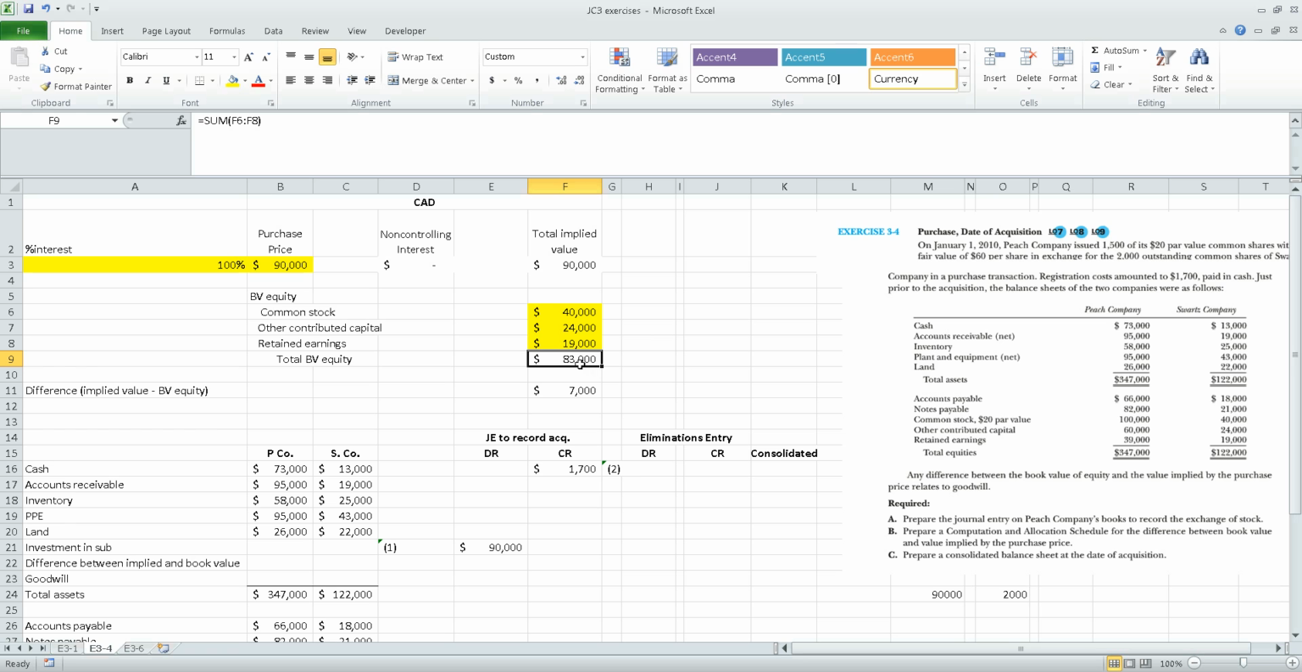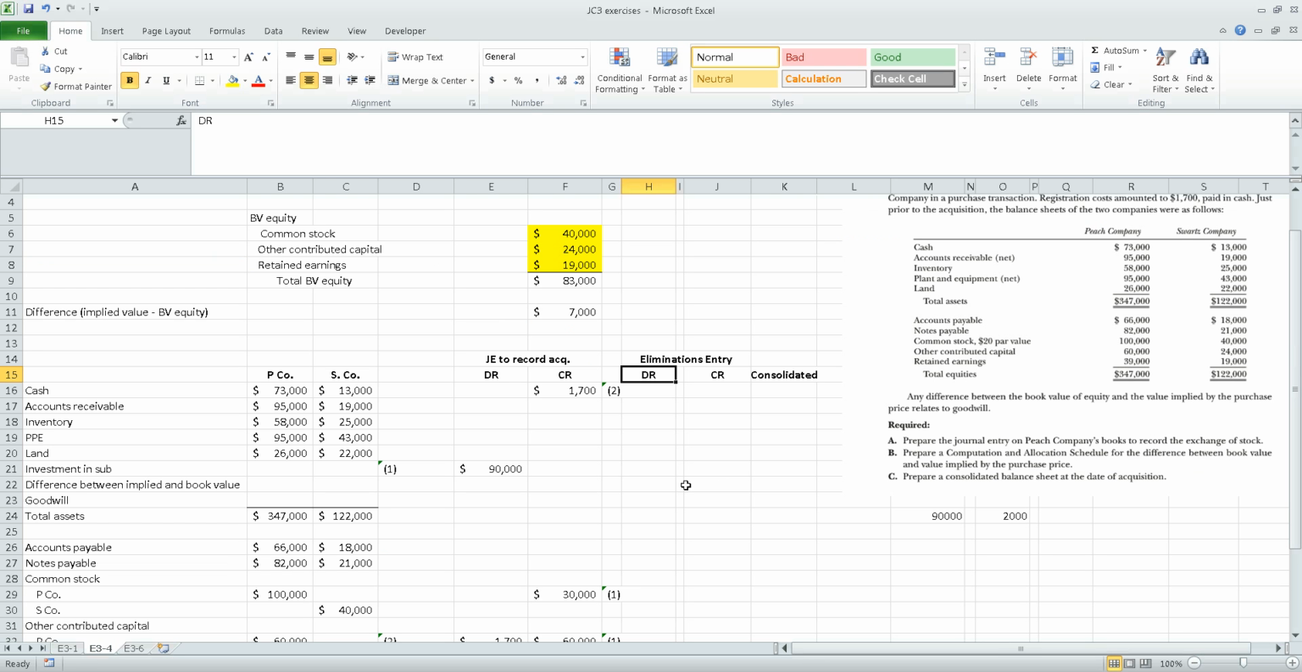Okay, so the total book value of Schwartz Company's equity was 83,000. The implied value, based upon the purchase price we were willing to pay, was 90,000. So we've got a difference here, implied value in excess of book value of equity, to the tune of $7,000. The facts of the problem tell us that any difference between book value of equity and the value implied by the purchase price relates to goodwill. So that 7,000 represents goodwill that we're going to recognize as part of our elimination entry.